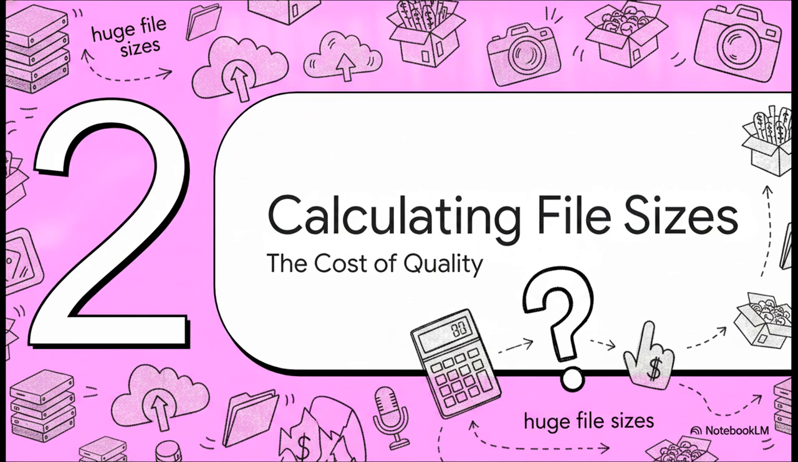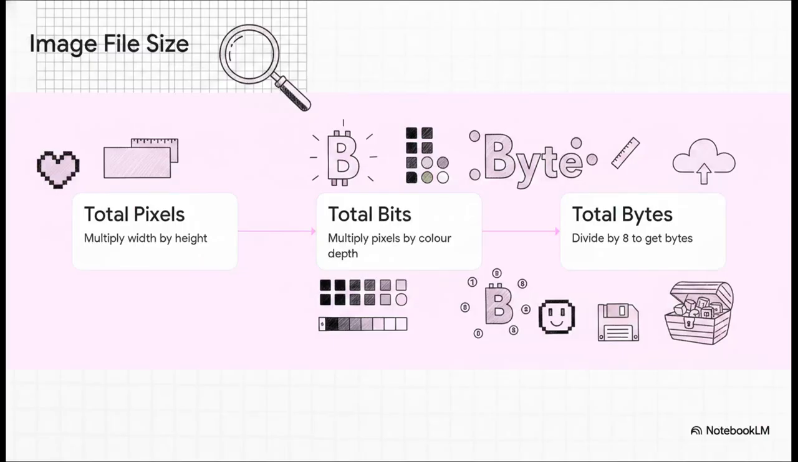Which brings us right to Section 2, calculating digital file sizes. This is really all about the cost of quality. Because, of course, capturing high-quality digital data with those massive sample rates and ultra-high image resolutions creates a very real physical problem for us. Huge file sizes that will absolutely chew through our computer's storage space. So how do we actually calculate that cost?